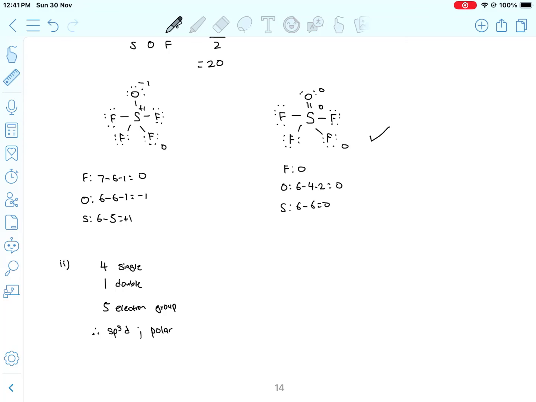The next part of this question, we're asked to find whether the molecule is polar, and it is polar because it is asymmetrical in shape.